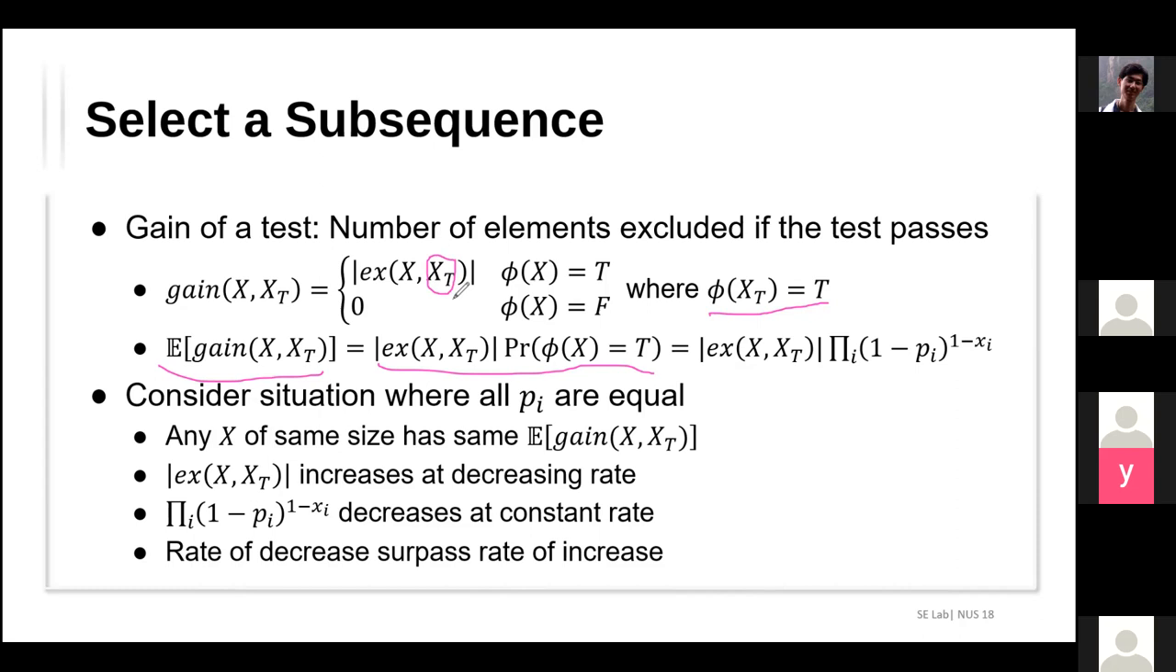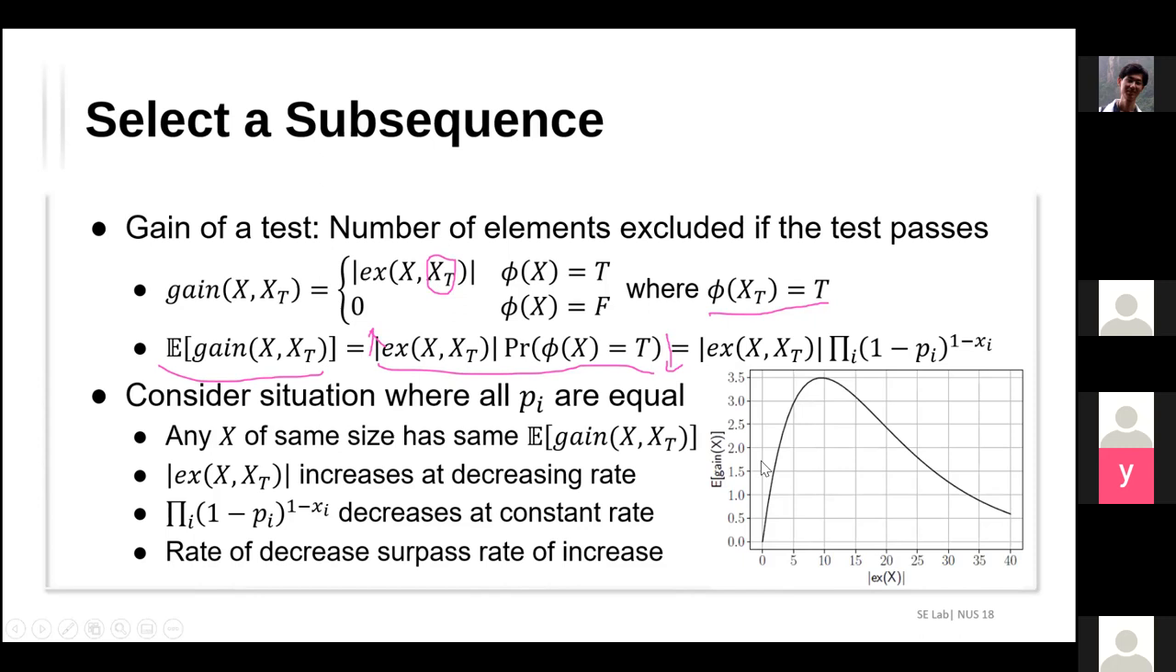So over here we can see that, of course, if EX increases, our expected gain will increase, but at a point this probability will also start to fall, because the more elements that we exclude, the more likely it is that we will fail the test case. Correct? Yes, there is actually an analysis of it. Past a certain point, the gain starts to fall, because we keep getting negative feedback, right? Yes, correct. So there is an optimal amount to decide, and this optimal is calculated based on this function.